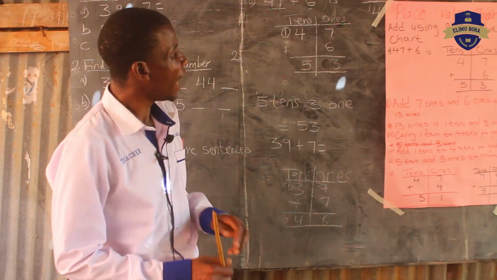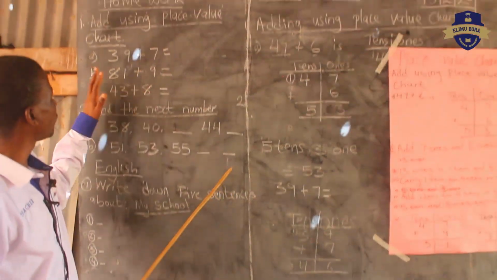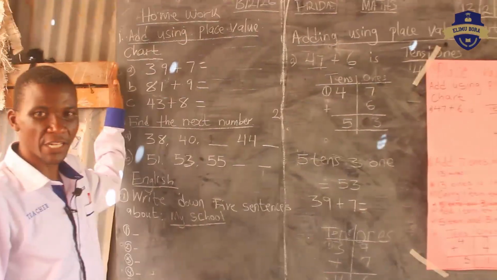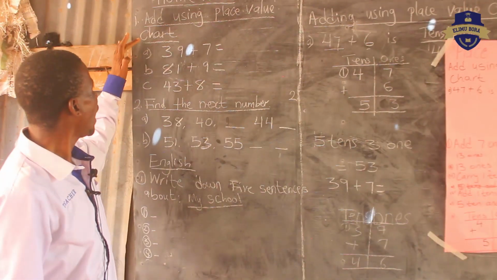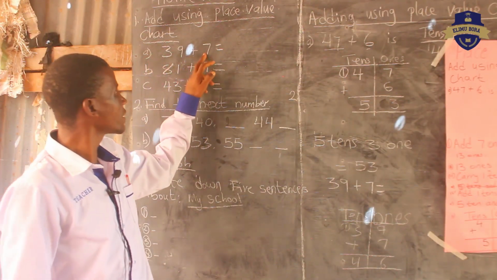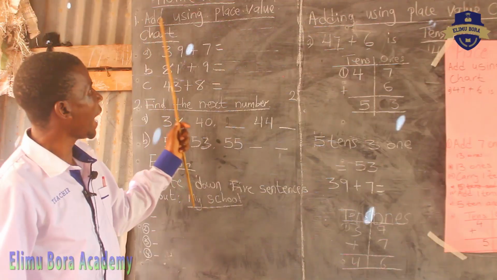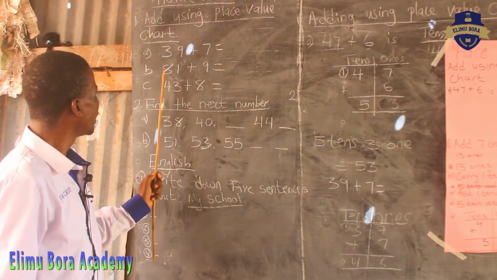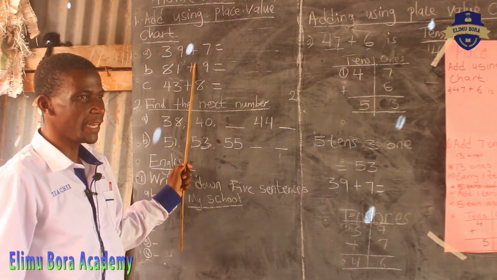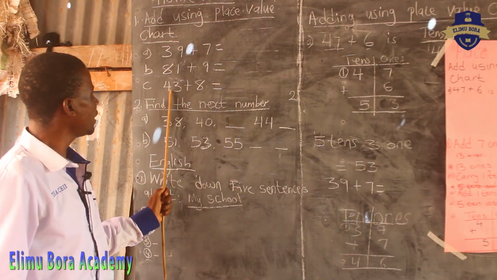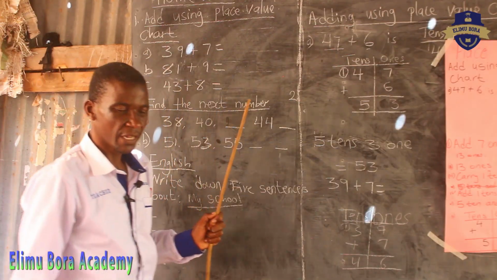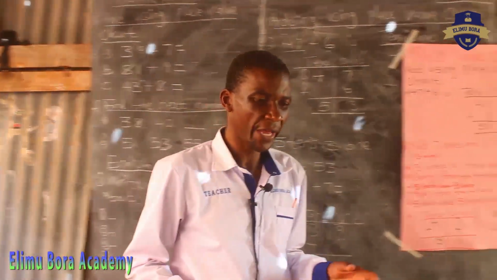Good. Now, let us do the following questions in our exercise books. We have 39 plus 7. We are adding using place value chart. 81 plus 9. 43 plus 8. Now let us do it in our exercise books.